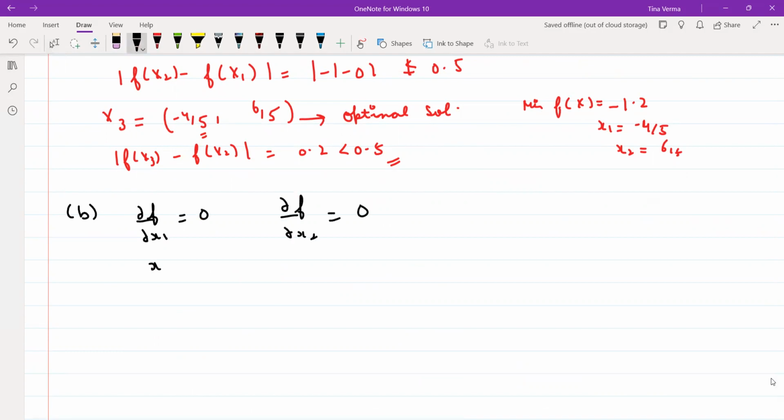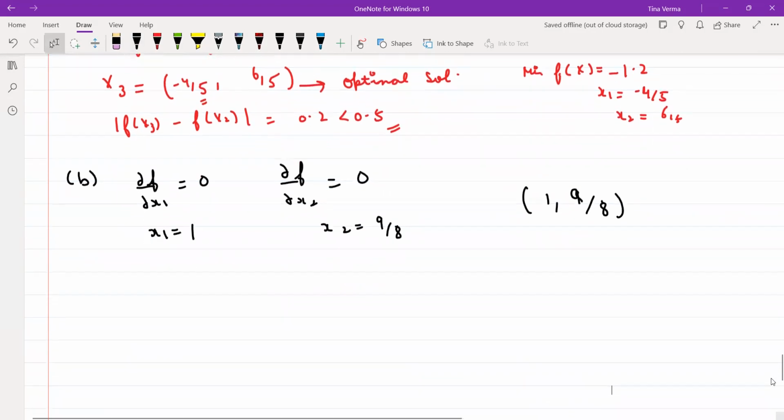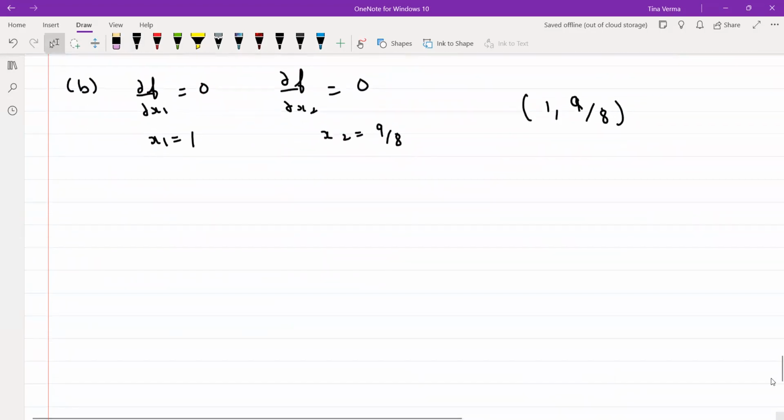When you take the partial derivative equal to 0, it gave you x1 equal to 1 and x2 equal to 9 by 8. So you got the point (1, 9/8) as your stationary point. Now you have to check whether this is maxima or minima. You can check by the Hessian matrix that you can create, right? Your Hessian matrix was coming out to be minus 4, 0, 0, minus 8.